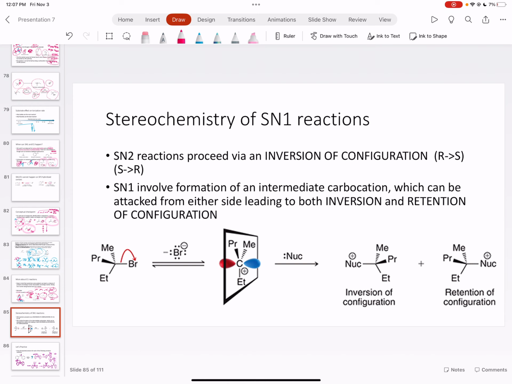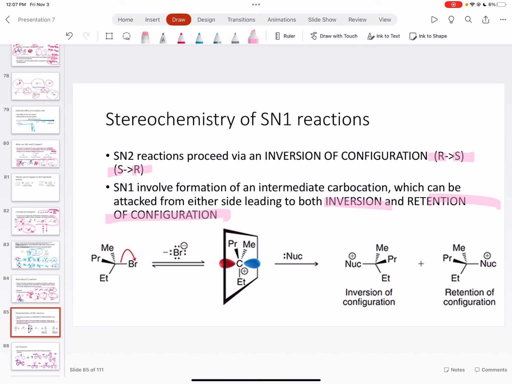So, stereochemistry of SN1. Remember, SN2 reactions proceed via inversion of configuration. So for example, if our starting material is R, we're going to end up with a product that's S. And if the starting material is S, we're going to end up with a product that's R. SN1 involves formation of an intermediate carbocation, which can be attacked from either side, leading to both inversion and retention of configuration. Therefore, it means that we're going to have 50-50%.